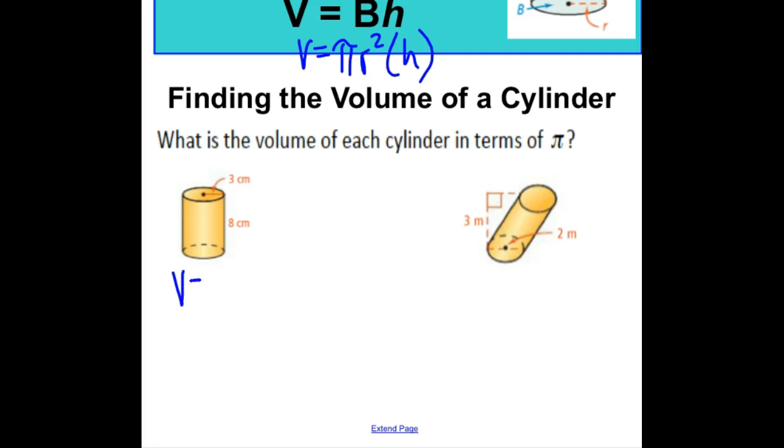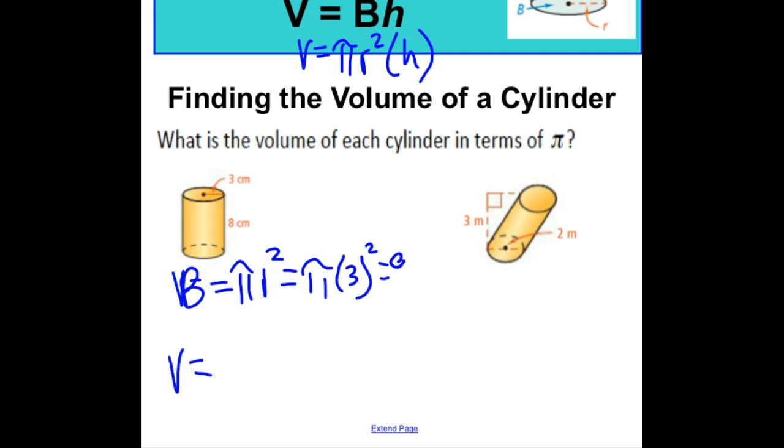So we just start plugging stuff in. Volume, I like to start with the base, and then find out my volume. Just helps me keep myself from making errors. So it's pi r squared. Well, my radius is 3. I plug that in. I get 9 pi. Go plug that into my volume. I get 9 pi for my base times my height. My height is 8. I keep going, and I end up with 72 pi centimeters cubed.